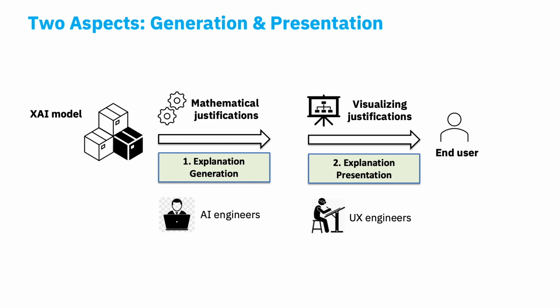In our tutorial, we adopted the second view because we think it is beneficial to differentiate the explanation generation step and the explanation presentation step, because the two steps require different expertise and efforts. Specifically, AI engineers who know AI better are the right people to work on the explanation generation part, and the UX engineers who know users better are the right people to work on the explanation presentation part.